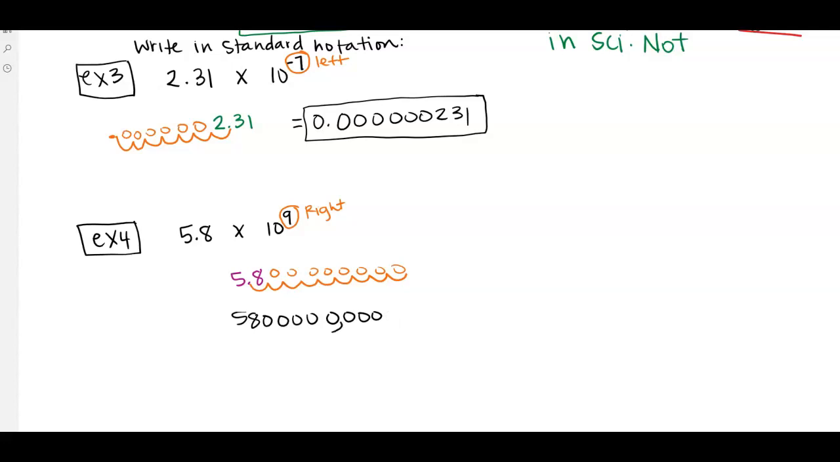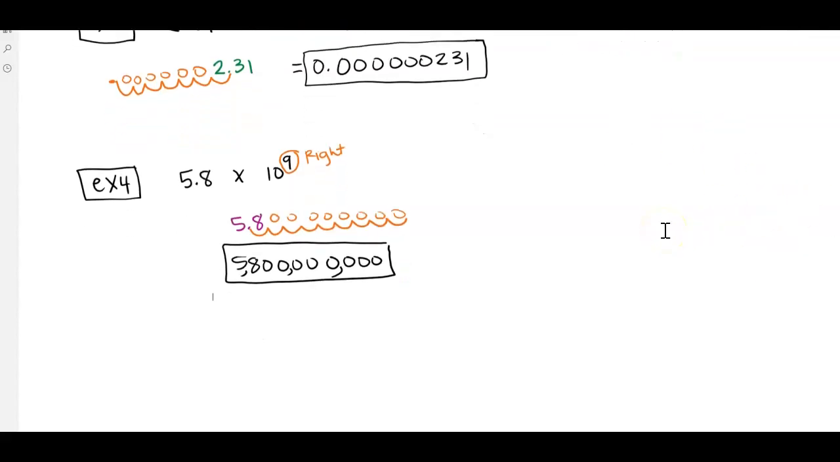Then be really careful with that. And so there would be my answer. Moved it 9 places to the right. Okay, so that's going to be part of your assignment. Just changing from scientific notation, or taking it from scientific notation, and changing it back into a standard number.